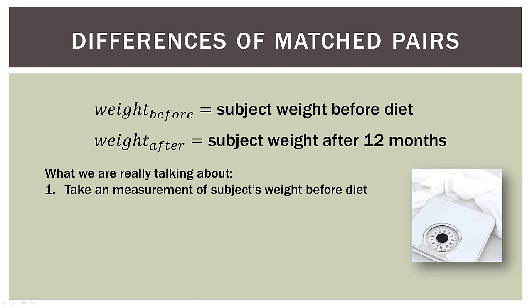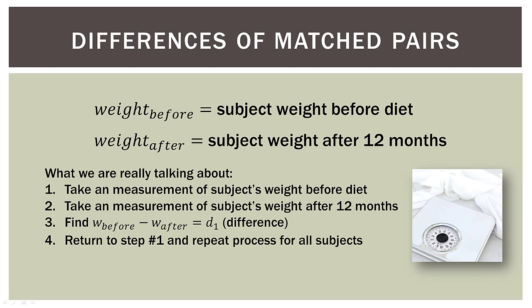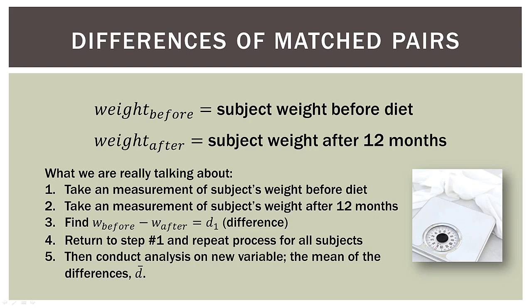So here's what we're really talking about doing. We take a measurement of the subject's weight before the diet, then we take a measurement of the subject's weight after the diet, after 12 months. We then find the difference between those two measurements. So we'll call that D1, D2, all the way up to D10. That is the difference. So of course we'll return to step 1 and repeat the process for all 10 subjects. We then conduct our analysis on this new variable, which is the mean of these 10 differences. And we represent that with D bar.